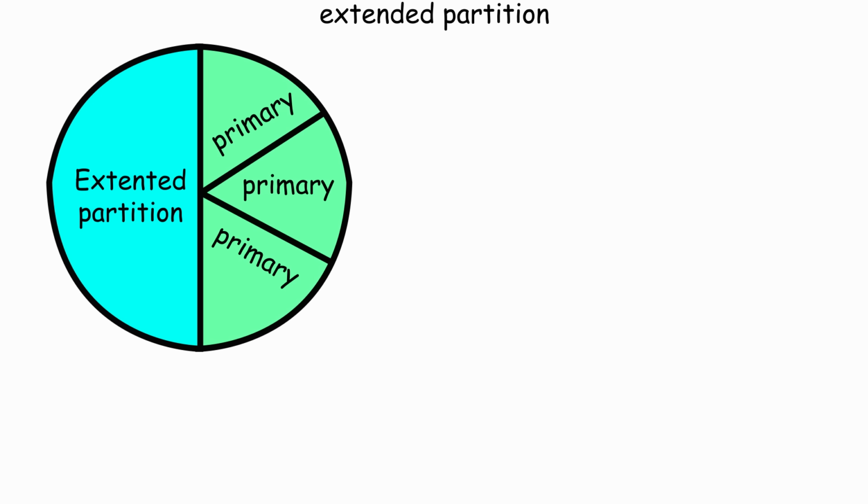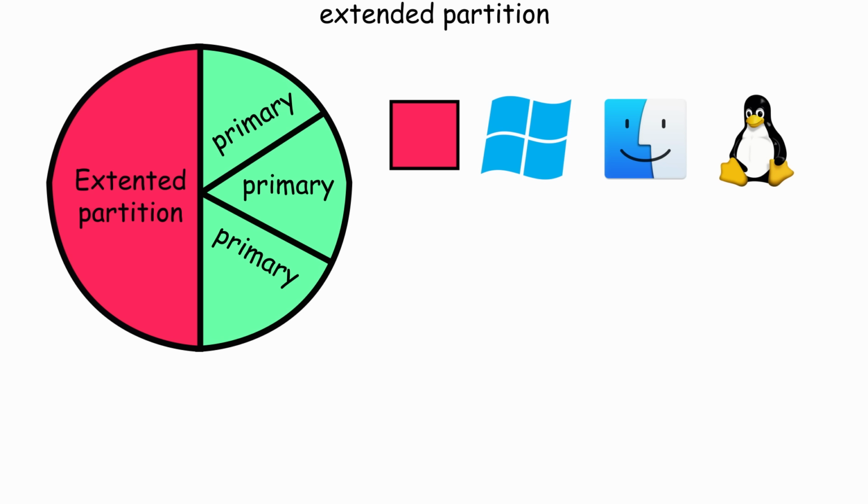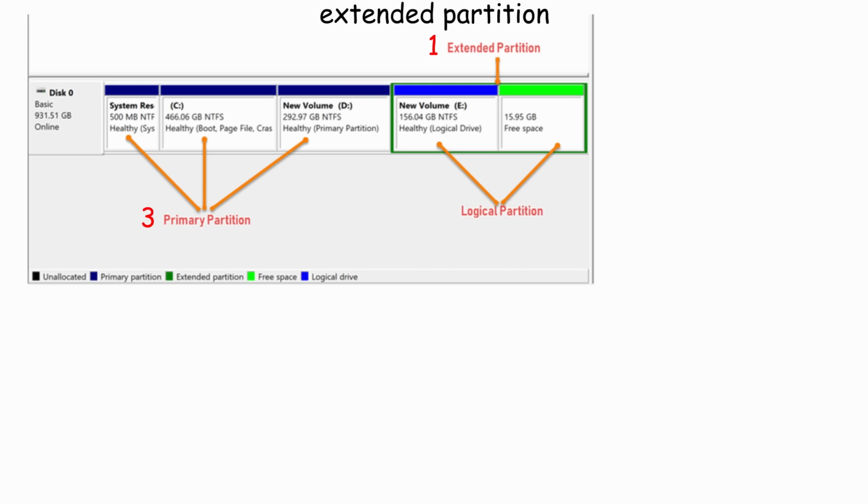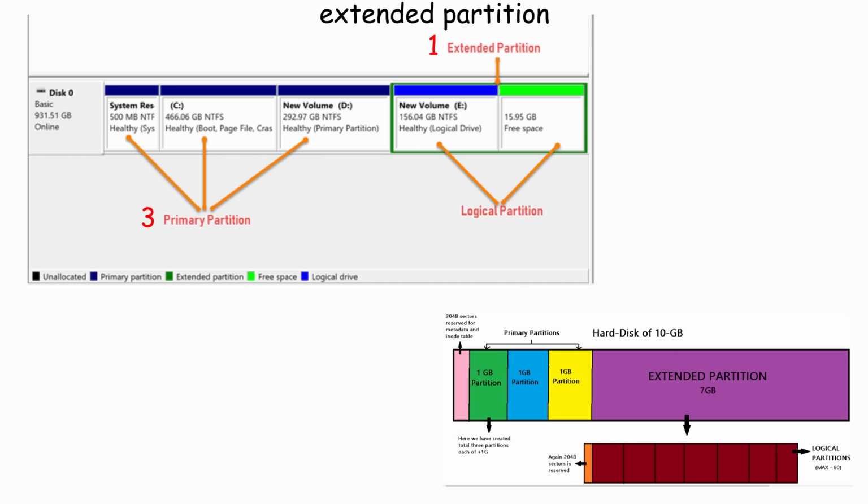However, the extended partition itself cannot be used to install an operating system directly. It only serves as a structure to organize additional partitions. Moreover, an extended partition replaces one of the 4 primary partitions, so you can only have 3 primary partitions and 1 extended partition on a drive.